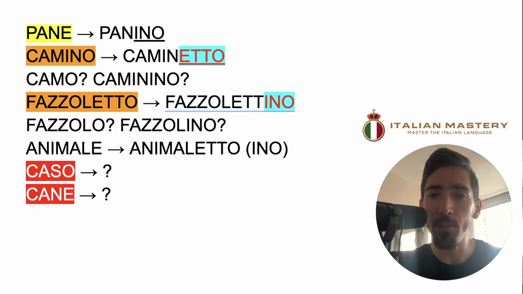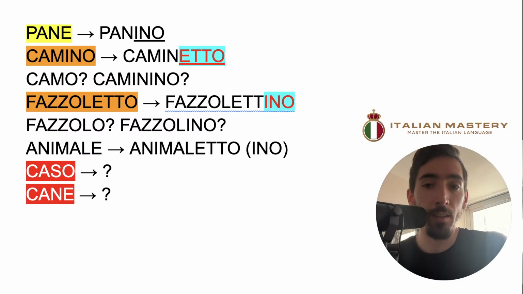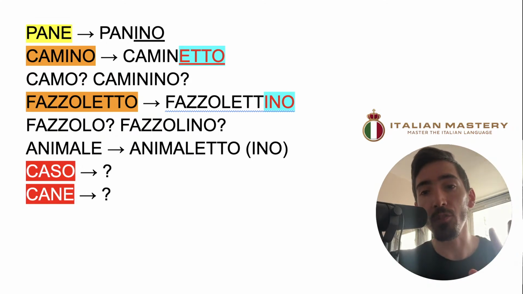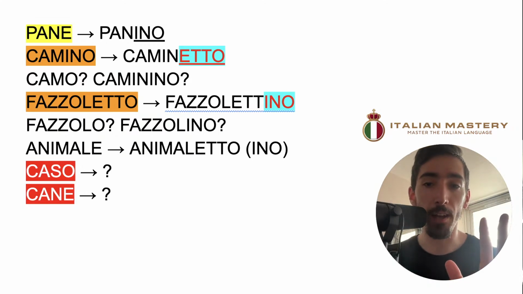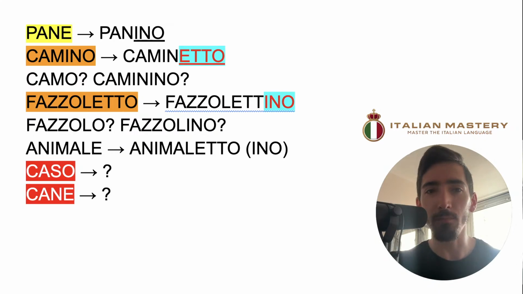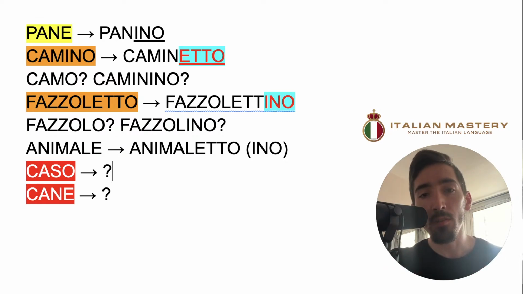Casetto, casino. Okay, so this is completely a trick question. There's no way that you could have got this right. I'm such a good person. So this is to teach you a lesson. Caso. Some words do not have alteration. Why? Because there is a word in Italian called caso. It means chance, right?